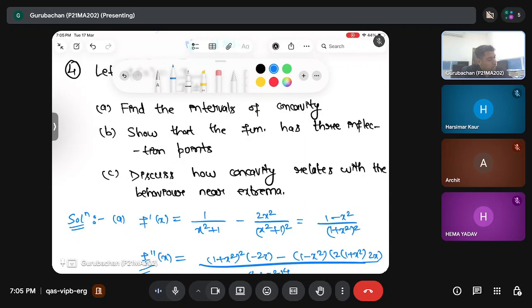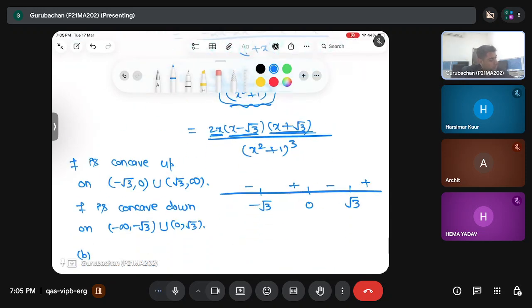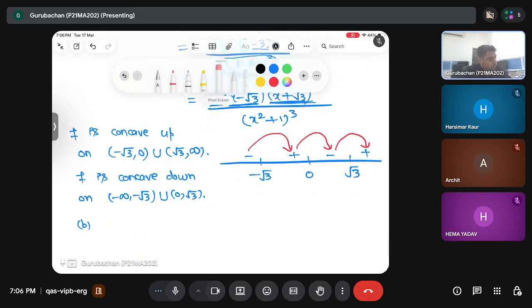Why three inflection points? Because if you observe from here, there is one sign change, another sign change, another sign change. So it is changing the sign three times. Therefore, inflection points only correspond to those points where the function changes its concavity. So x equal to minus under root 3, 0, under root 3 are the inflection points.